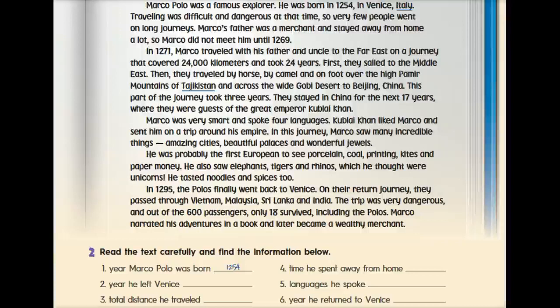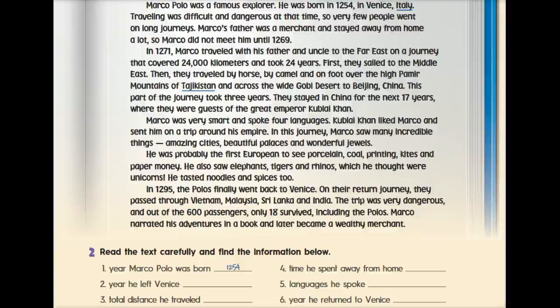Let's check the last one, number 6. Here he returned to Venice. It's at the end of the text. It's easy, this one. In 1295. He came back to Venice in 1295, so put the answer here. Okay? Very nice, that is the correction.